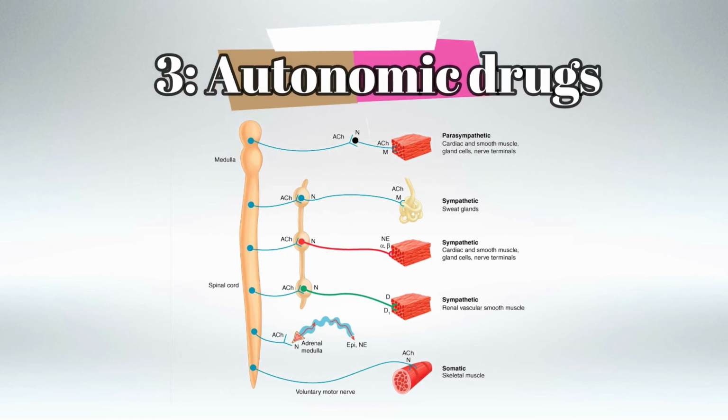If you're studying for your Step 1, you probably have seen this picture before, and it's very important. You'll need to know the main two types of neurons in this picture, the sympathetic and the parasympathetic, and you'll also need to know their affected organs and the medications that work in this system.